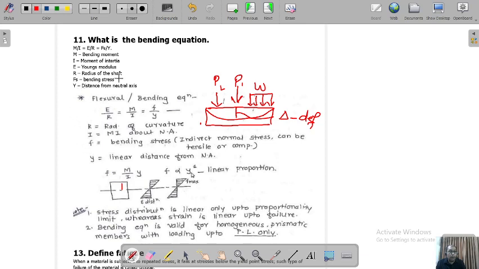R is termed as the radius of curvature. I is the moment of inertia. F is the bending stress, and Y is again the linear distance from the neutral axis.